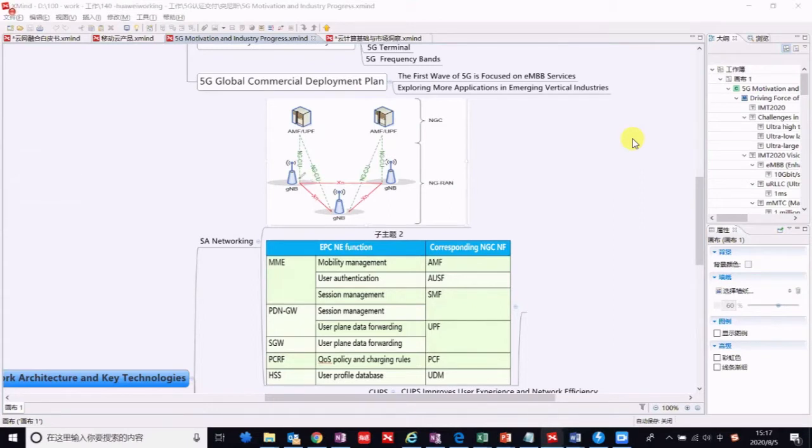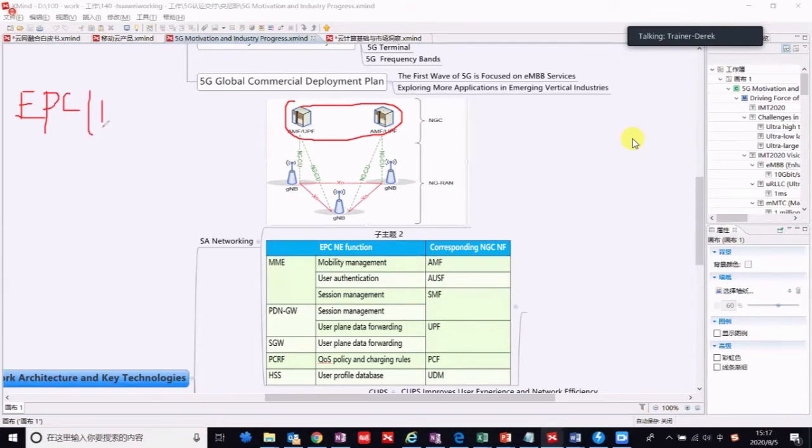the architecture is similar, but the difference is in our core network. In our 4G we call it EPC, with MME, PGW, SGW, HSS, and so on. These have dedicated equipment.